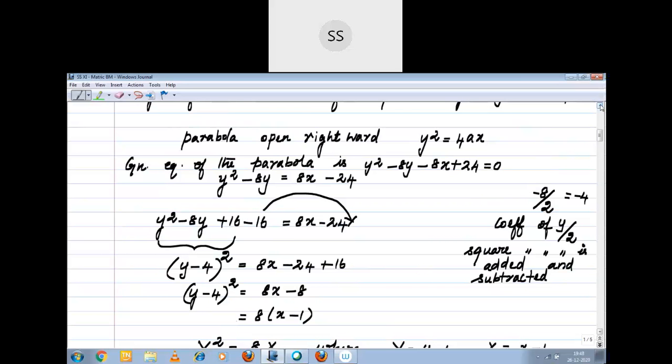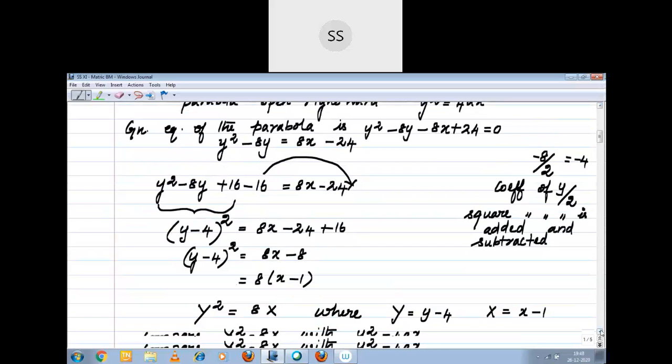Got it? Now y square minus 8y plus 16 minus 16 equal to 8x minus 24. Y square minus 8y plus 16, when you combine, you will get an identity, that is a minus b the whole square. Here your a is y, your b is 4. So y minus 4 the whole square equal to 8x minus 24. The minus 16, when you shift to the opposite side, becomes plus 16. So y minus 4 the whole square equal to 8x minus 8. 8 you should take as common, x minus 1.